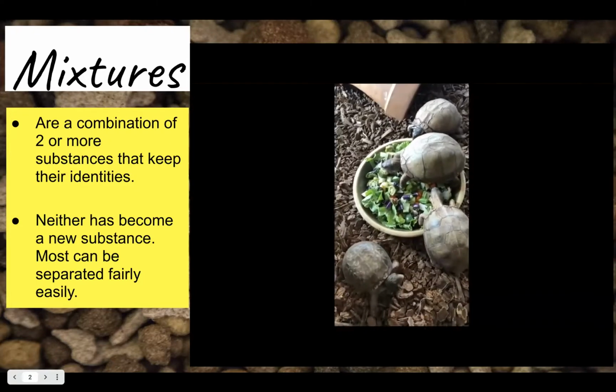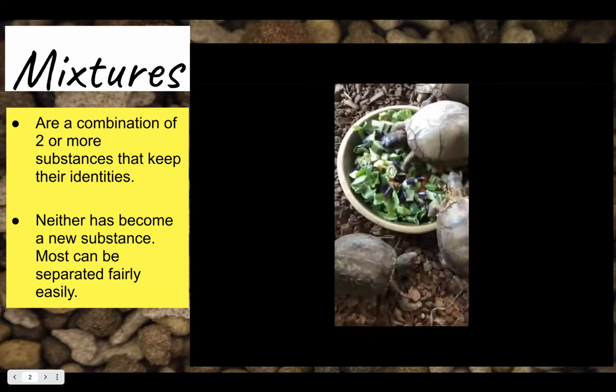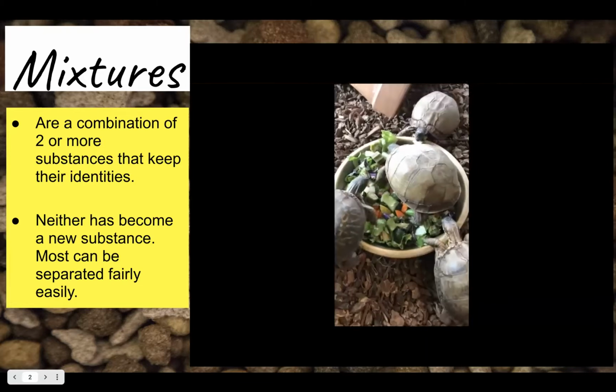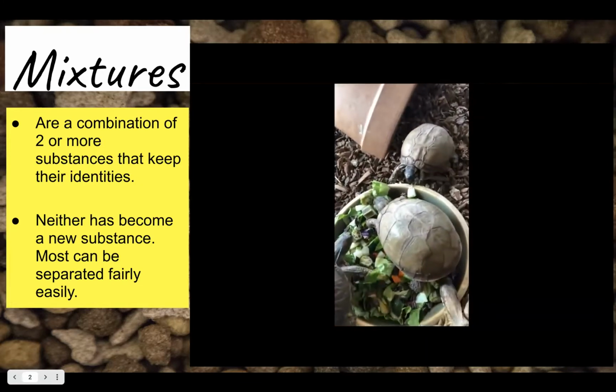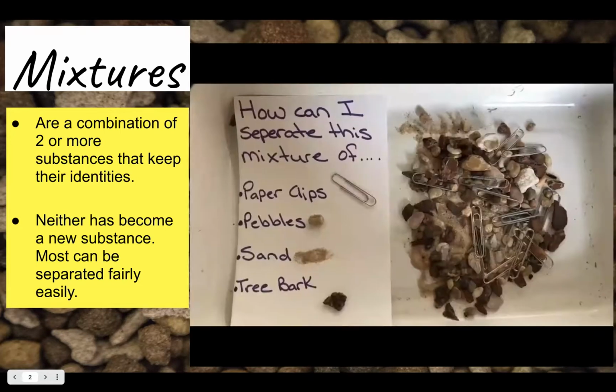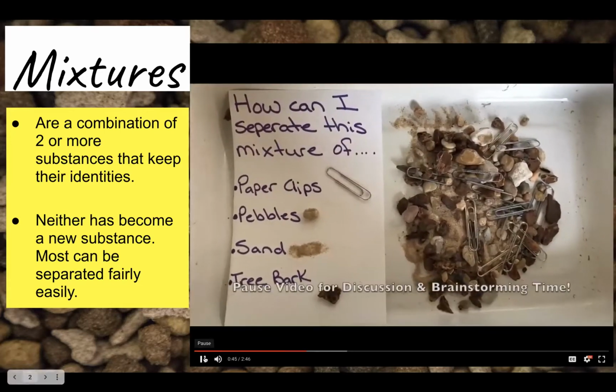Here we have some box turtles eating their salad mixture. Again, you can clearly identify each of those components of the mixture. And then I have a little challenge question for y'all. Think about how I can separate this mixture of paper clips, pebbles, sand, and tree bark. So think about the physical properties of each of those components and how we can use those properties to help us separate this mixture. Teachers, feel free to pause this video for discussion and brainstorming time, but I'm going to go ahead and explain how I separated this mixture.